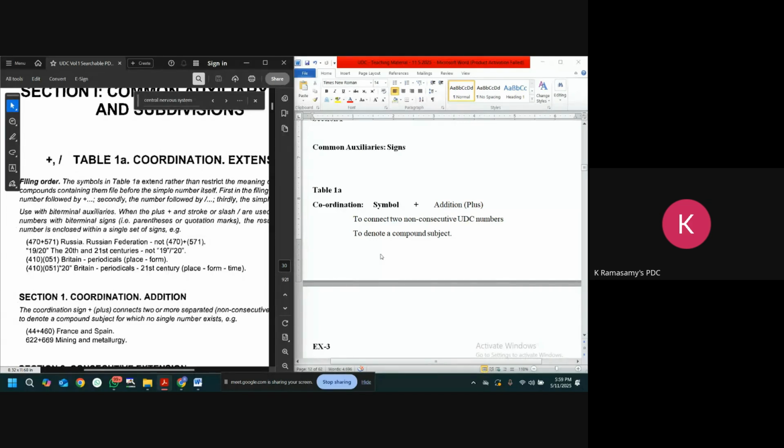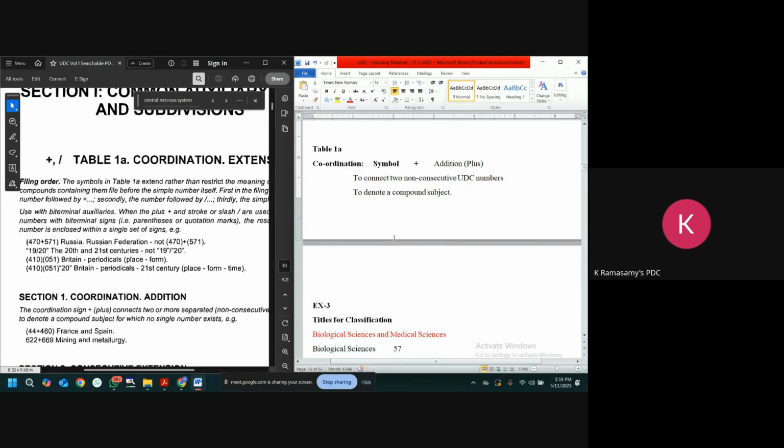Okay, for example, there are two subjects, so two UDC numbers, and these two subjects are non-consecutive. They are not consecutive. They are taken from two different parts of your main table. If the numbers are not consecutive, you can make use of the plus symbol to add two different UDC numbers.